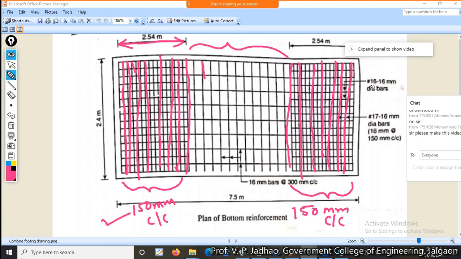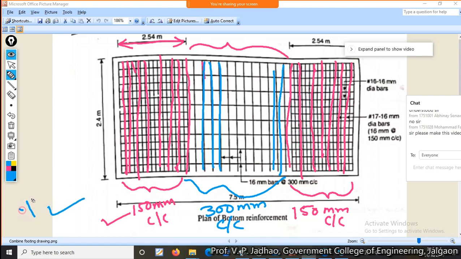I'll change the pen. So now we'll curtail 50% of the bars. In this particular region we are providing these blue reinforcement bars. Let us consider these blue bars as curtailed reinforcement. In this region the spacing will be 300 mm center to center. So this is the bottom face reinforcement in the transverse direction.